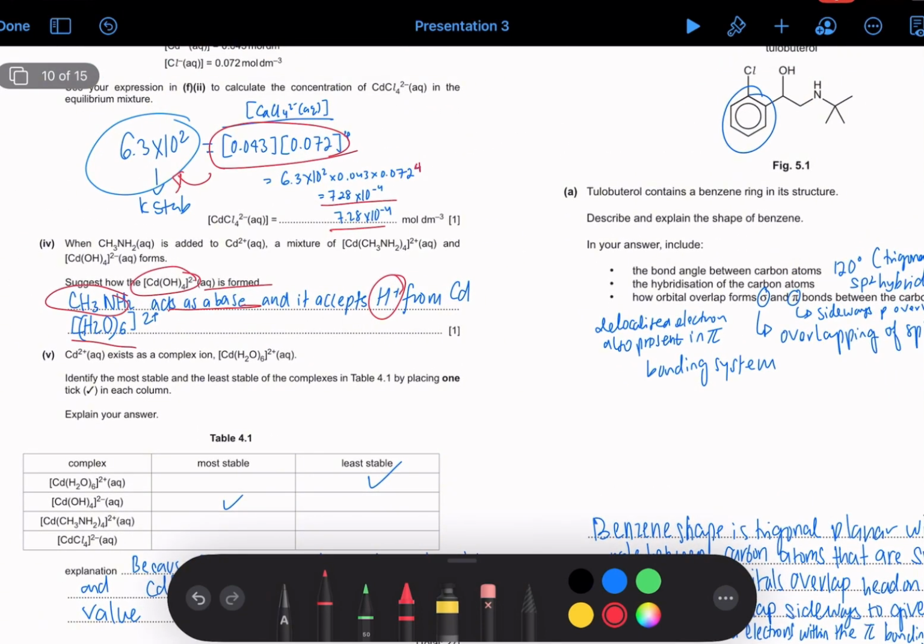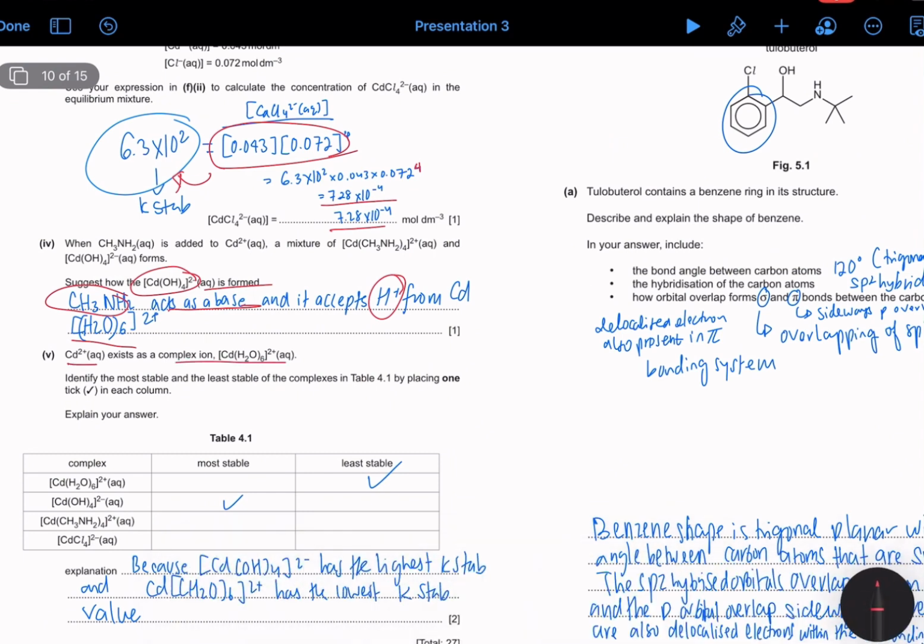Cd2+ exists as a complex ion. Identify the most and the least stable of the complexes by placing one tick. Your least stable is Cd(H2O)6 2+, and your most stable is Cd(OH)4 2-. Why is that? Because Cd(OH)4 2- has the highest K stat value. Again, the higher the K stat value, the more stable it is, and Cd(H2O)6 2+ has the lowest K stat value.